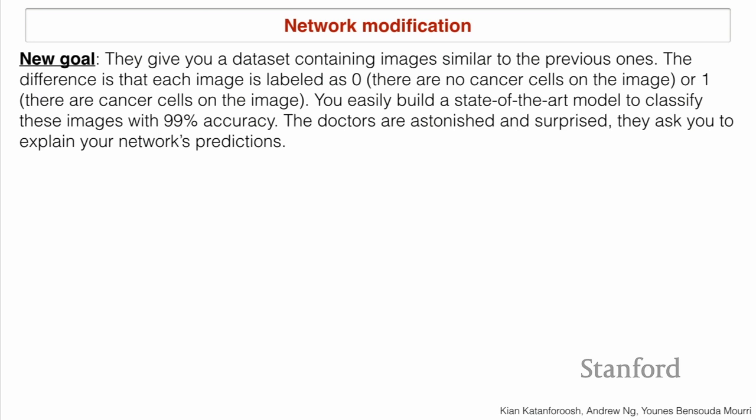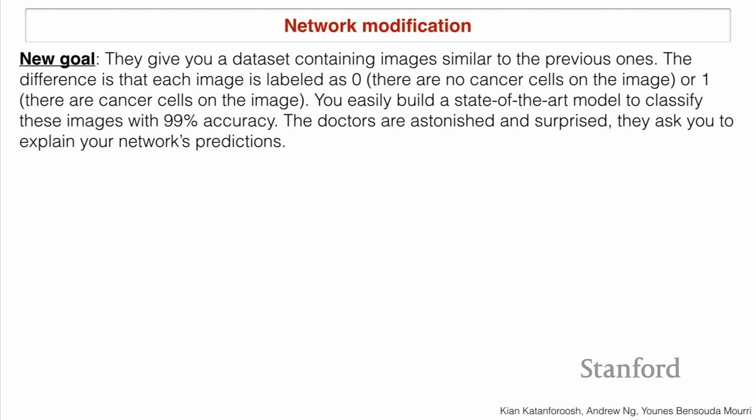So now the doctors give you a new data set that contains images similar to the previous ones. The difference is that each image now is labeled with 0 and 1. 0 meaning there are no cancer cells on that image, and 1 means there is at least a cancer cell on this image. So we're not doing segmentation anymore. It's a binary classification. Image, cancer, or no cancer.